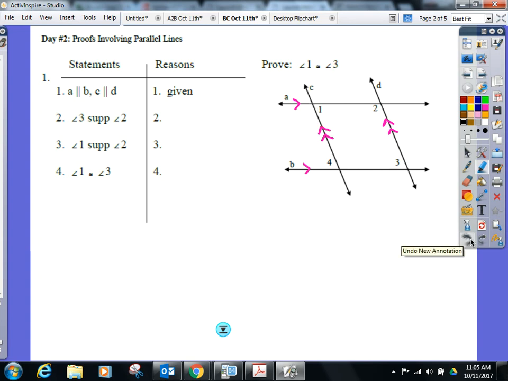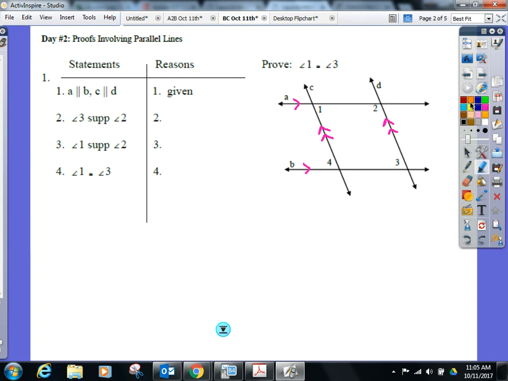Why is 3 supplementary to 2? Take a look at 3 and 2 right now. Why are they supplementary? Let's go back to yesterday. What type of angles are they? This is one disadvantage of not doing the assignment from last night. 3 and 2, Emily, what do you got? Same side interior. Now, hey, hold on.